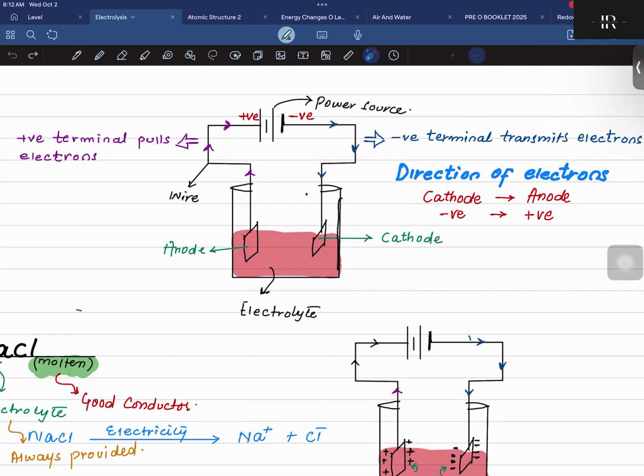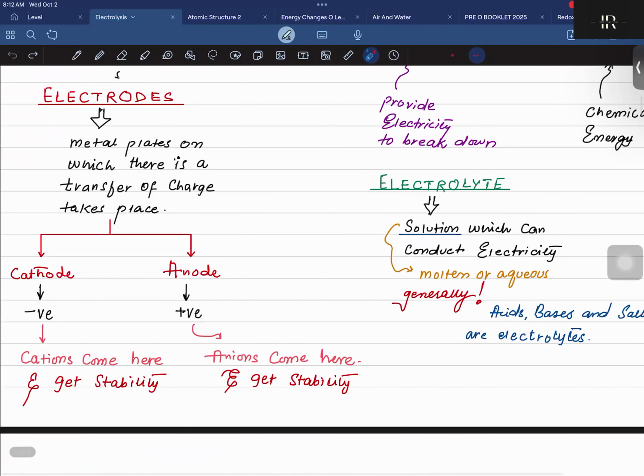Also, one thing that I need to tell you: I just told you the introduction of an electrode. Now I'm supposed to tell you there are two types of electrode, cathode and anode. Cathode is negative and anode is positive. Simple.